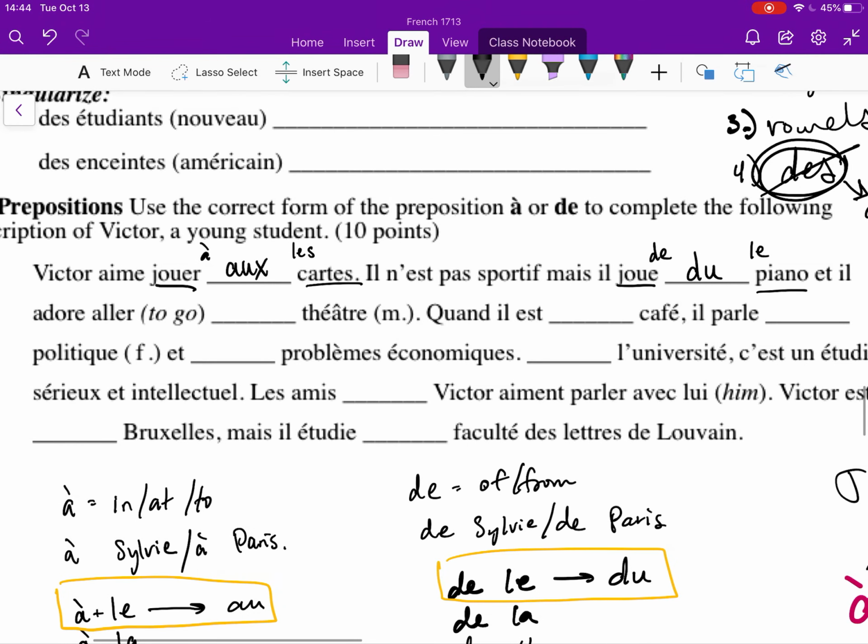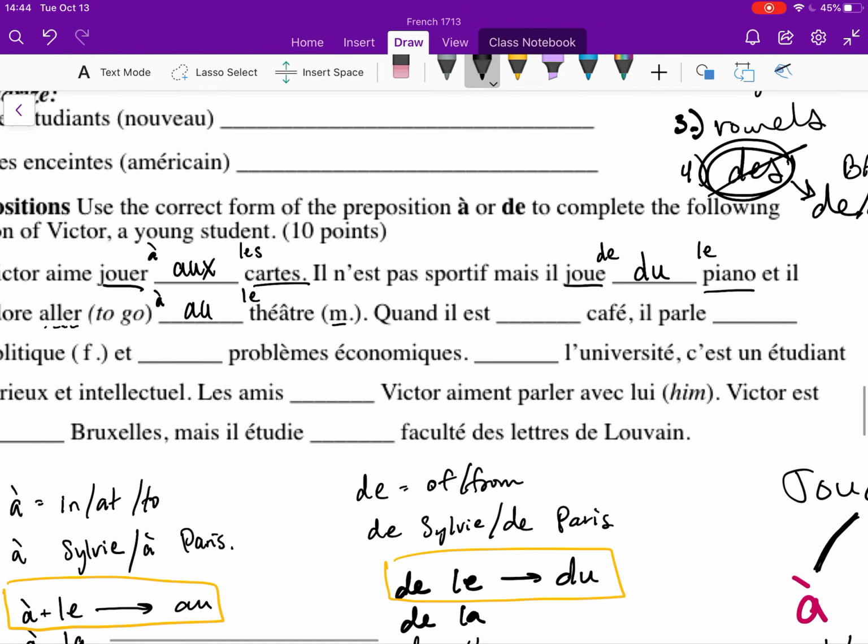The next one, il adore aller blank théâtre. It's not jouer, as my previous verb here, it's aller. So now I have to rely on translation. He loves to go in, at, to the theater, or of or from the theater. Which one makes contextual sense? Probably to go to the theater, therefore a form of à. Theater is not a proper noun, no capital letters, so I do need to have an article before it. Théâtre is masculine, so le. À plus le will become au.